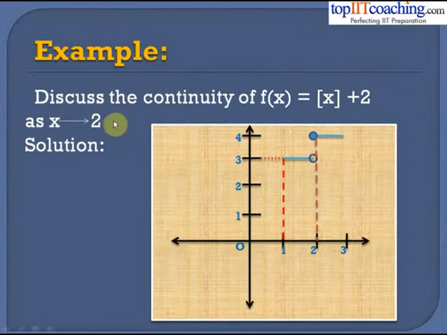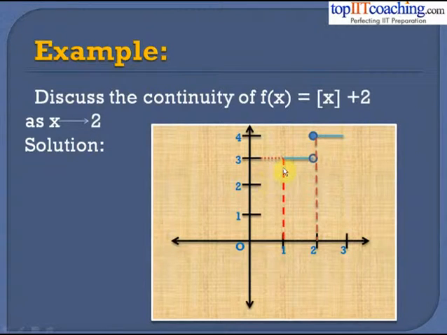So let's try to see an example. Discuss the continuity of f(x) equal to the greatest integer function of x plus 2 as x approaches 2. Now the given function is f(x) equal to the greatest integer function of x plus 2. Now if x is just less than 2, or we try to see the left hand limit, then when x is just less than 2, the value of the greatest integer function of x would be equal to 1, and so f(x) is equal to 3.